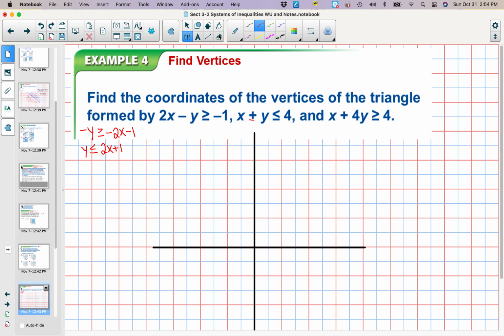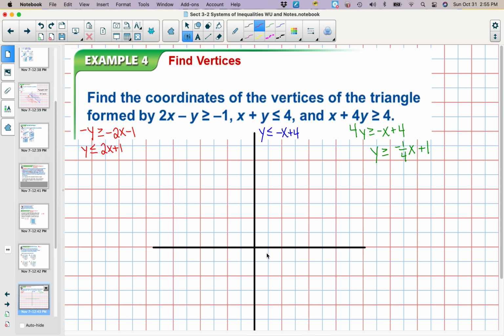This second one, and I think I'll switch colors, we're going to end up with y is less than or equal to negative x plus 4, because I just have to subtract x from both sides. And for the third one, I'll have 4y greater than or equal to negative x plus 4. Then I have to divide everything by 4, so I get y greater than or equal to negative 1/4 x plus 4 divided by 4 is 1. So these are my lines I'm going to graph, the boundary lines.